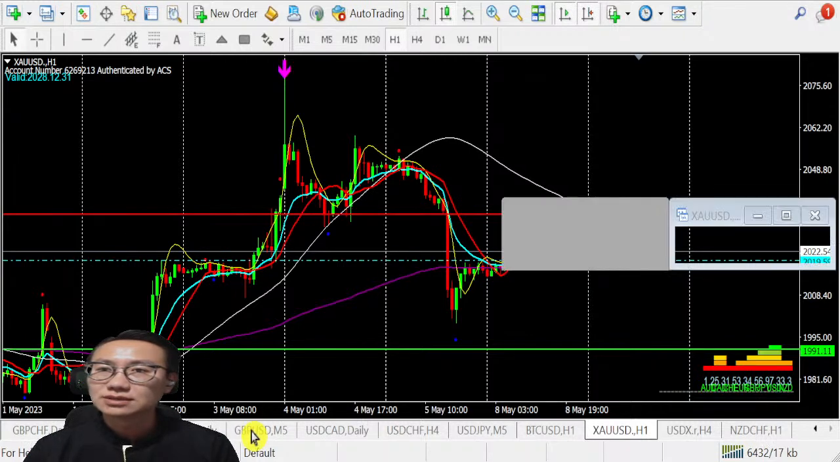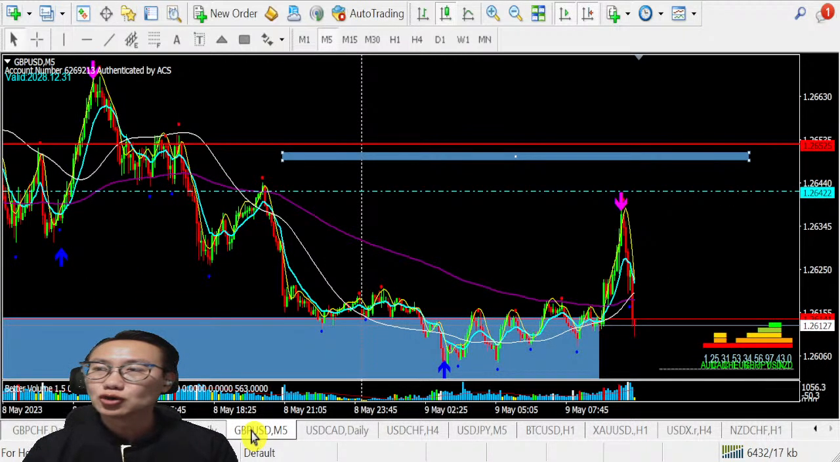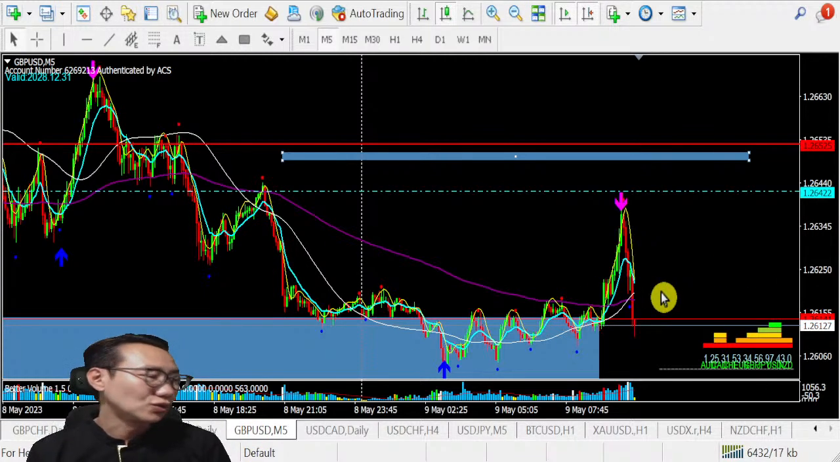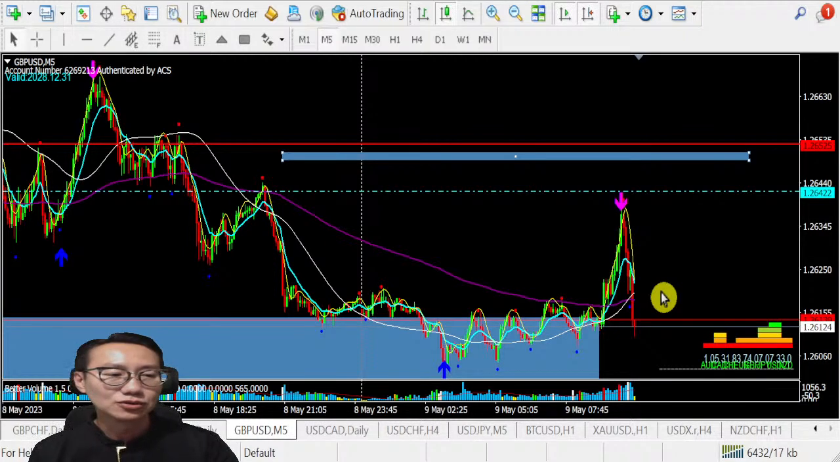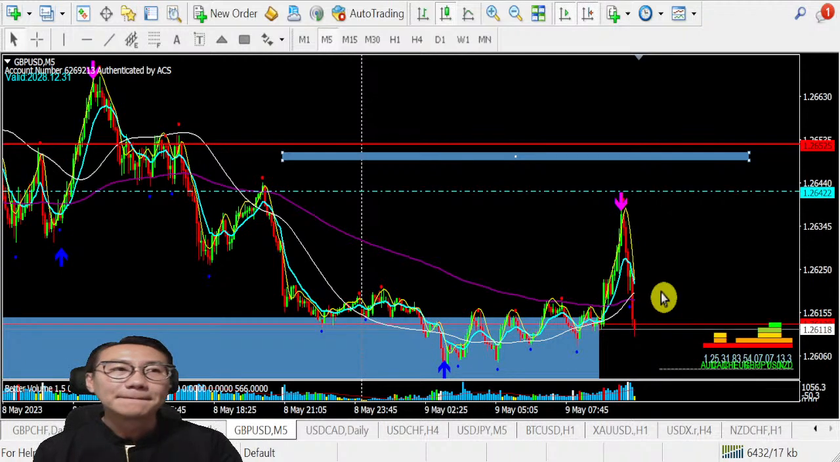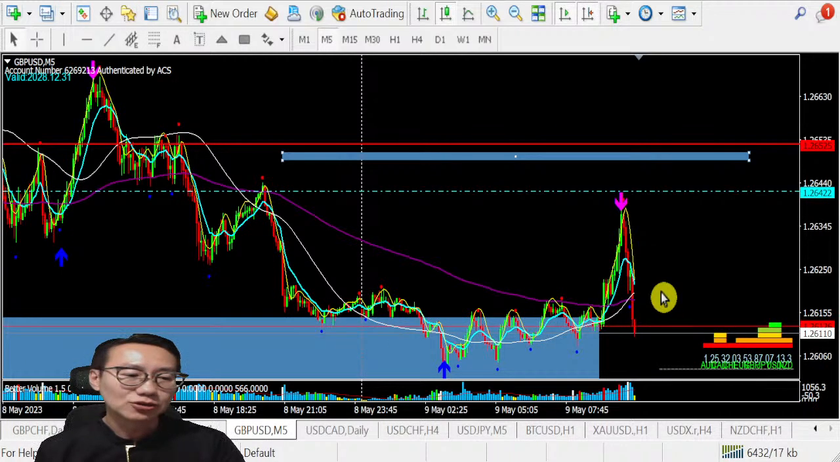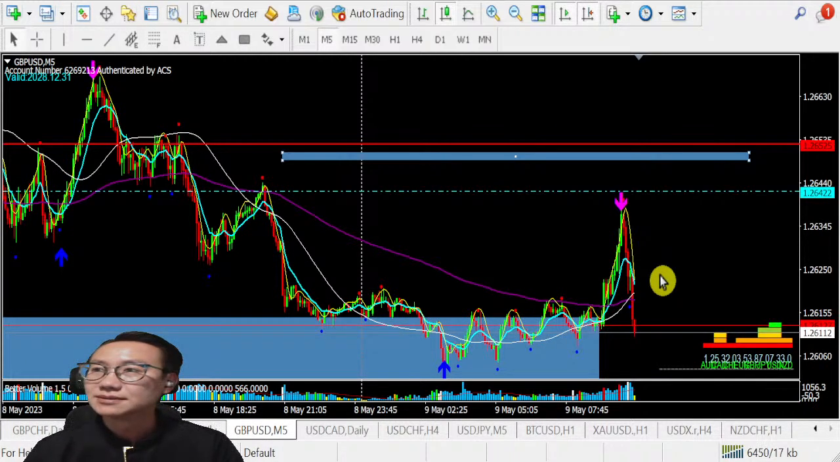Pound dollar. No, for me, I'm not going to enter for the pound dollar myself because the price is a bit too low for now. So probably no. Hang on, hang on.